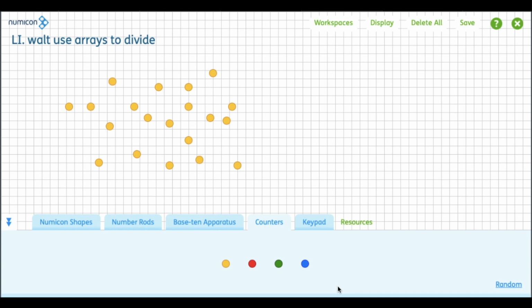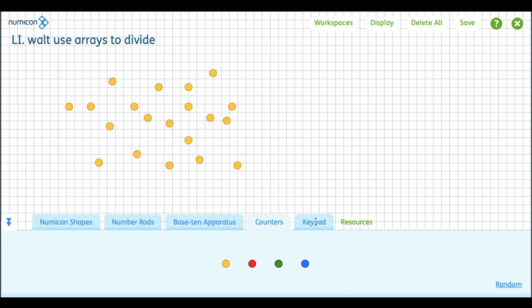Today we are learning to use arrays to divide, okay? We've been using arrays to multiply, and just like addition and subtraction are related, so are multiplication and division, so we can also use arrays to help us with dividing or division.